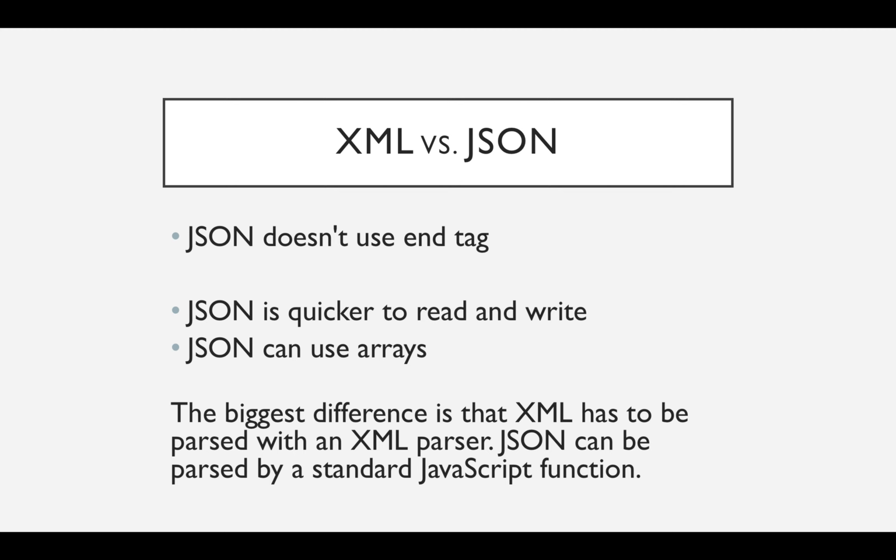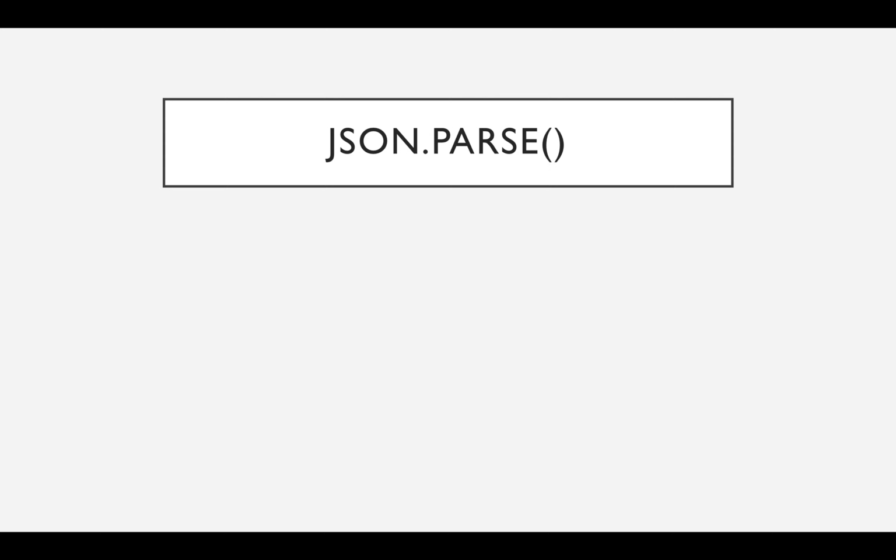But JSON does not use the end tag. It's quicker to read and write, and it can use arrays as well. And the biggest difference is that XML has to be parsed with an XML parser, but JSON can be parsed by a standard JavaScript function. And JSON's shorter.